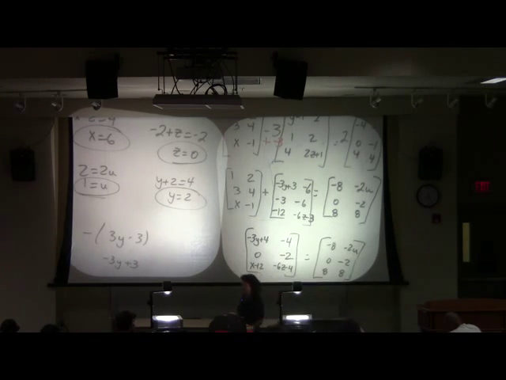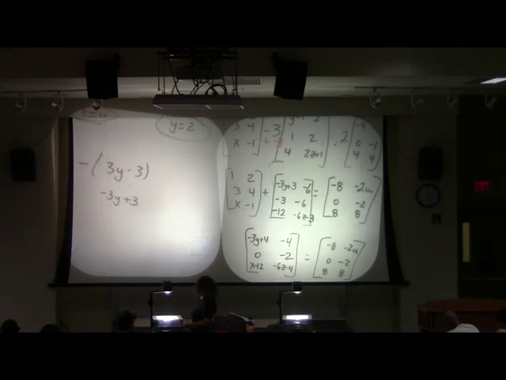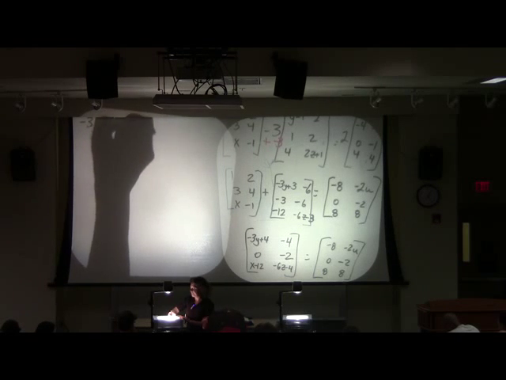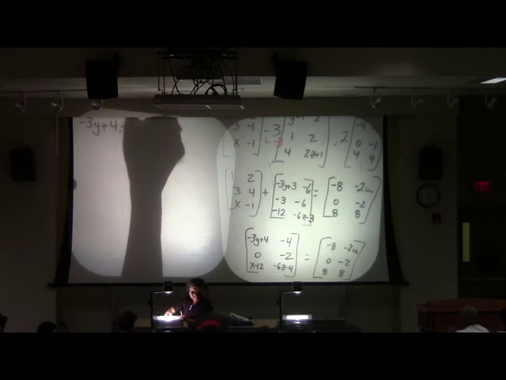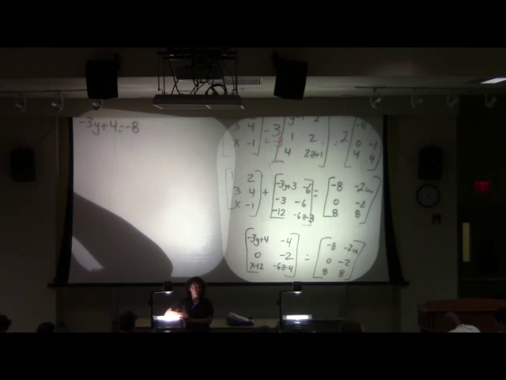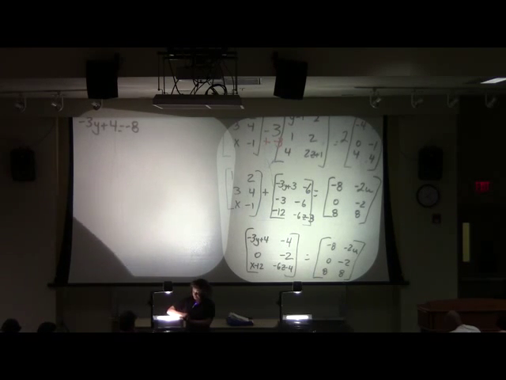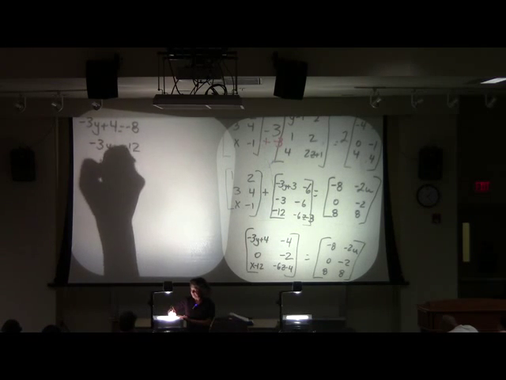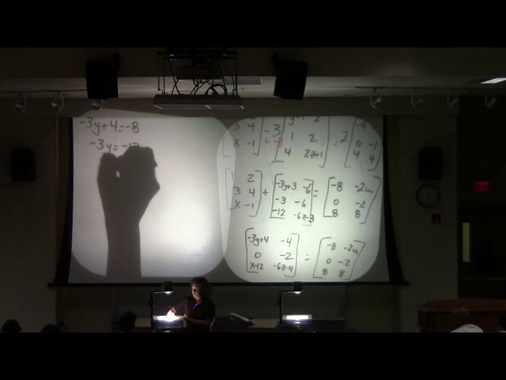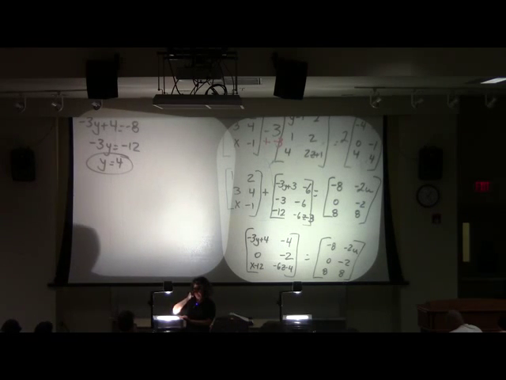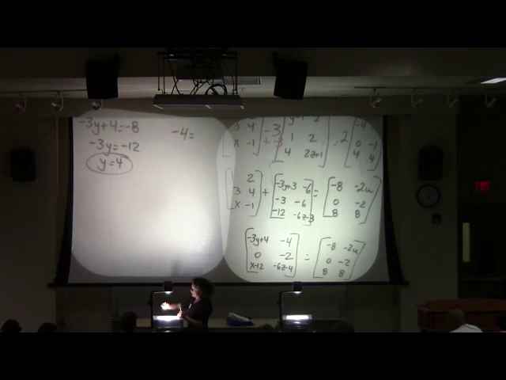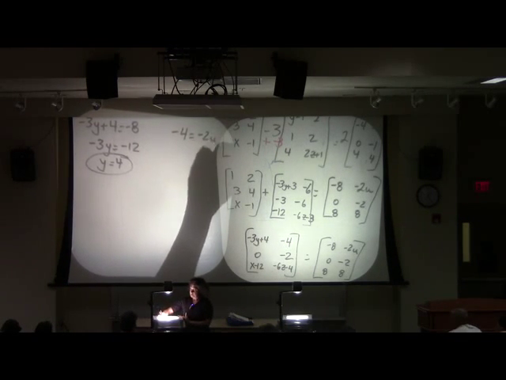All right, let's solve for our variables. So if these 2 matrices are equal, isn't -3y plus 4 equal to -8? Can we solve this? Absolutely. Scoot your 4 over, so you get -3y is -12. So what's y? 4. All right, next one. -4 is -2u. What's u? 2.